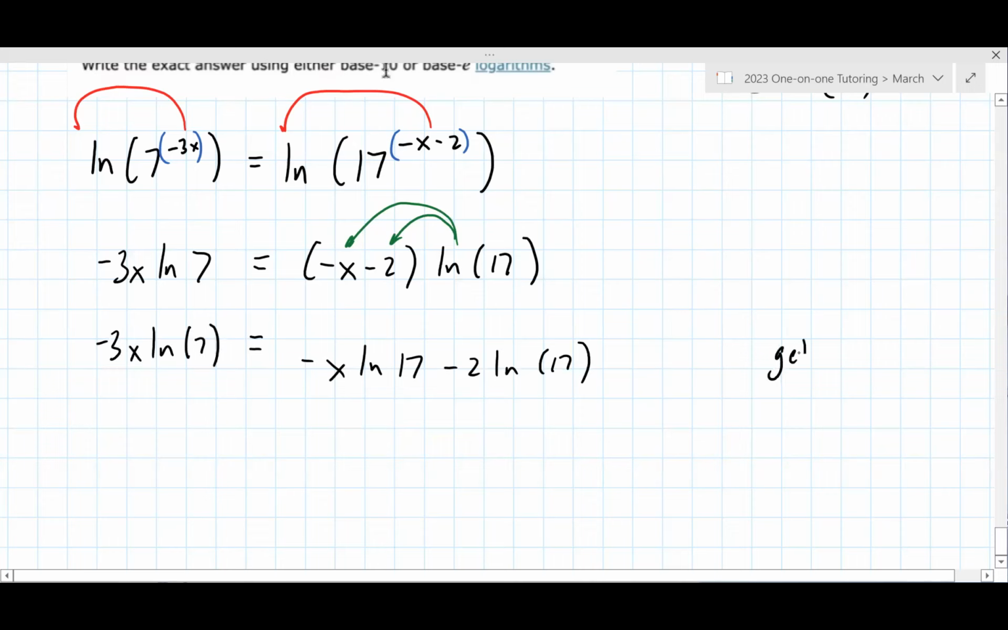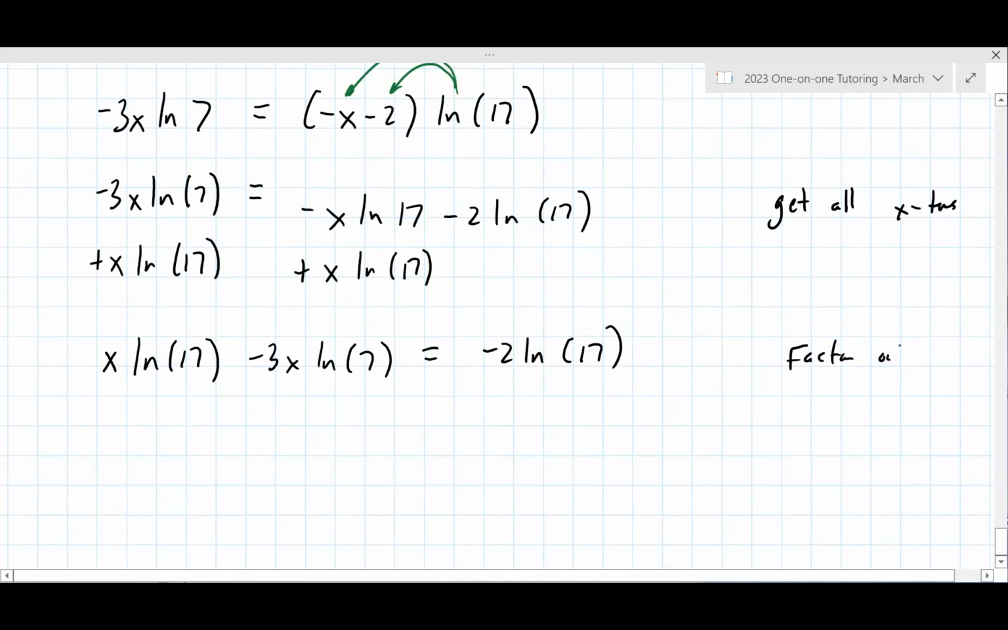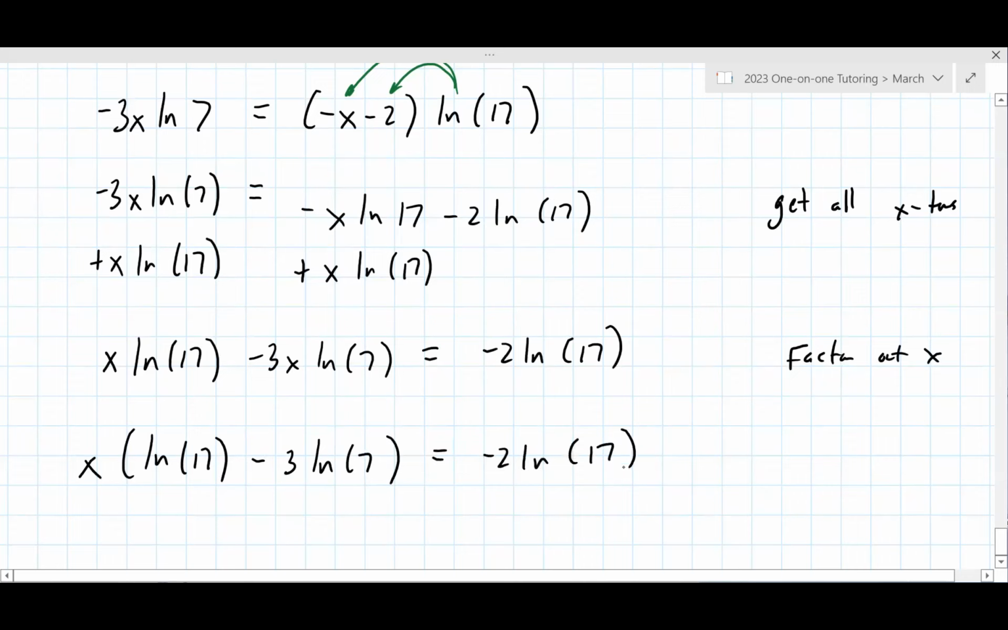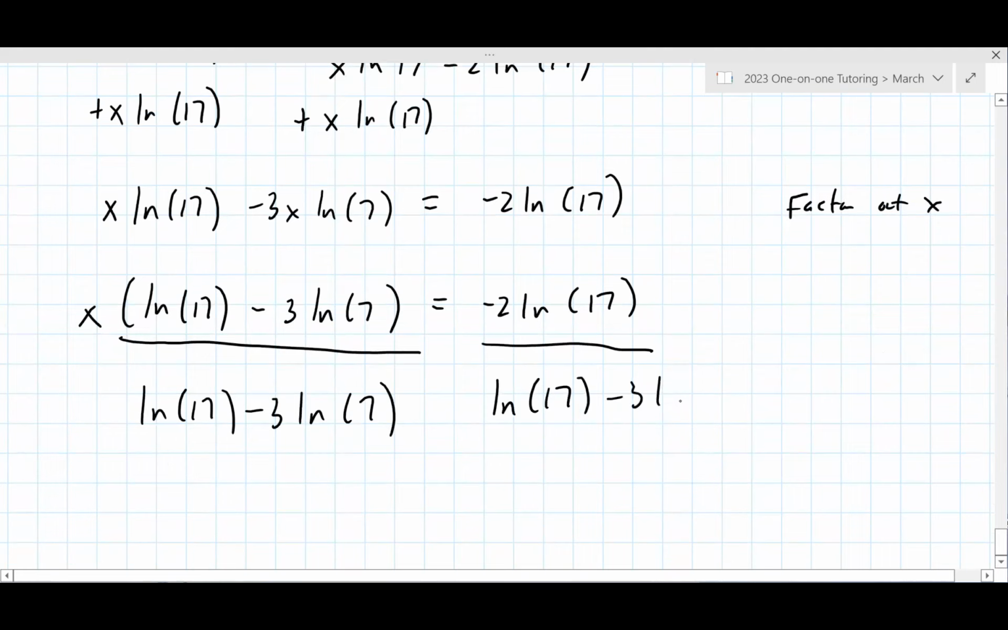Now we want to get all x terms on one side. In this case, I'm going to add x natural log of 17. You could move the minus 3x over. There are options here, but this is my preference. So it's x natural log 17 minus 3x natural log of 7 equals negative 2 natural log of 17. Now you're going to factor out x on the left. So it becomes x times the quantity natural log 17 minus 3 natural log 7 equals minus 2 natural log 17. Divide both sides by natural log 17 minus 3 natural log of 7, and that is your final answer.